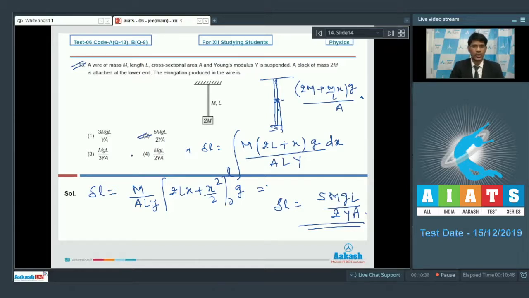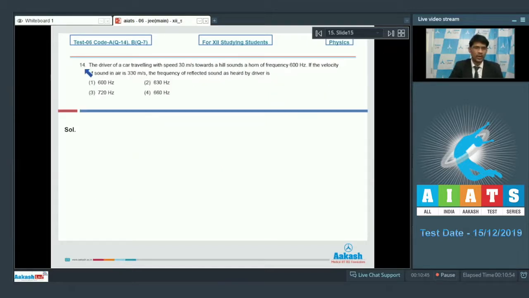Now let's proceed to question number 14. In question number 14, a driver of a car traveling with speed 30 meters per second towards a hill sounds a horn of frequency 600 Hz. If the velocity of sound in air is 330 meters per second, the frequency of reflected sound as heard by the driver is.